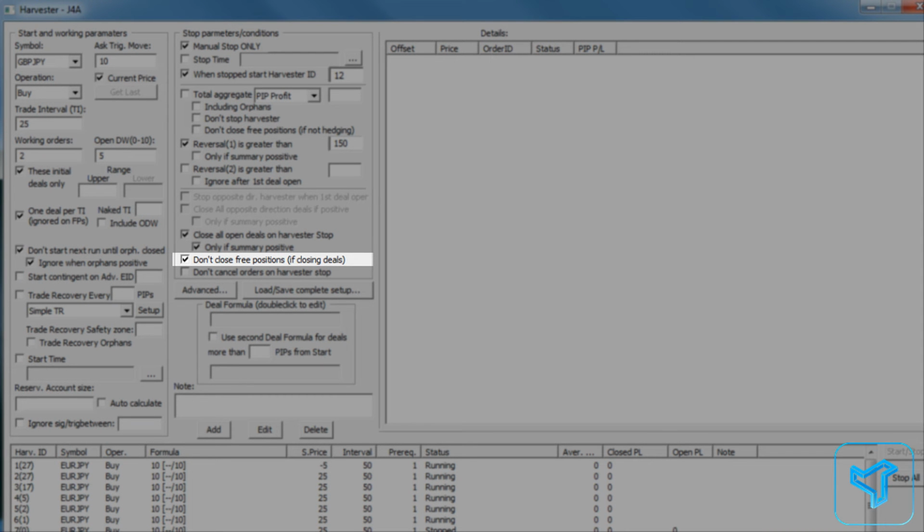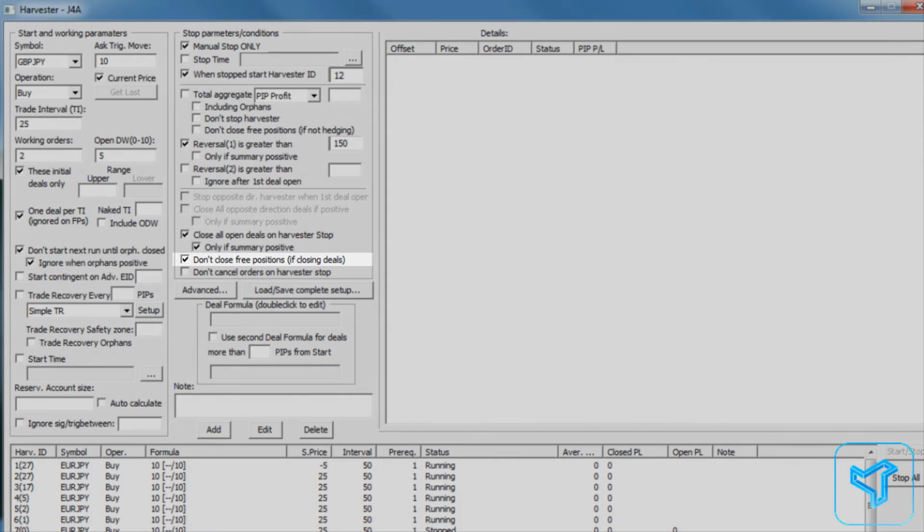We can also then select this box to not close any free positions on the harvester stop, because the ones that are free have a trailing stop and can simply trail themselves out as a worst-case scenario. But if they don't trail out and the market begins to move back in the original direction, we would already have trades open in that direction which can be profitable.